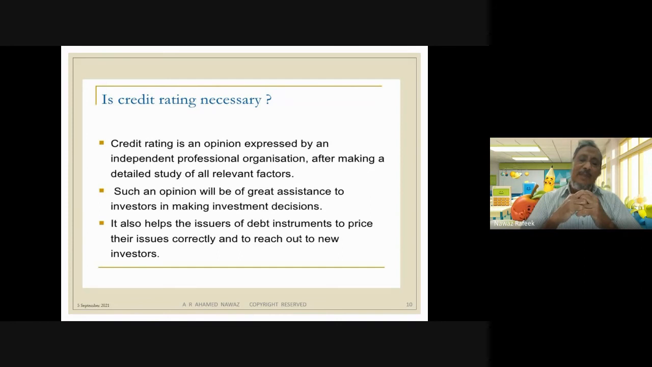Same thing will apply for banks also. Whenever a bank is trying to lend to a customer, whether a large corporate or even a small one, if they get a good rating report, the bank can take a decision on lending without any difficulty. So credit rating is a very valuable instrument for making credit decisions.